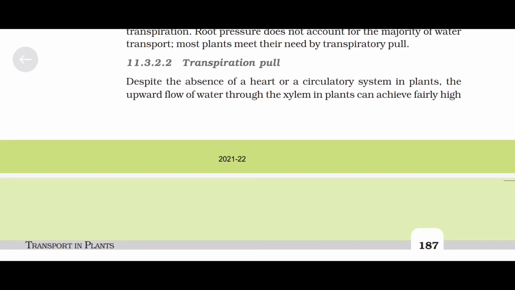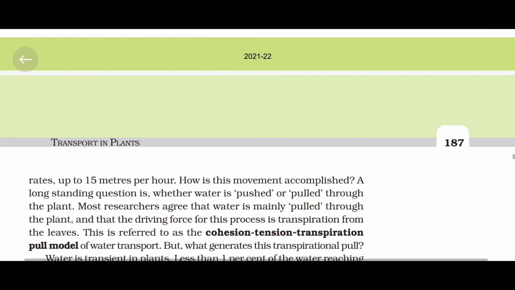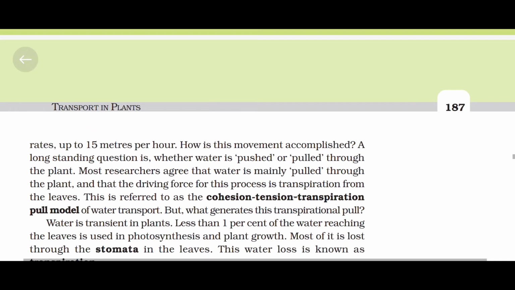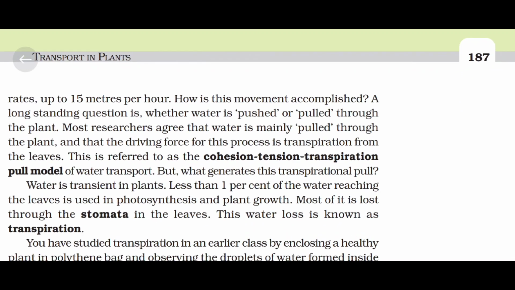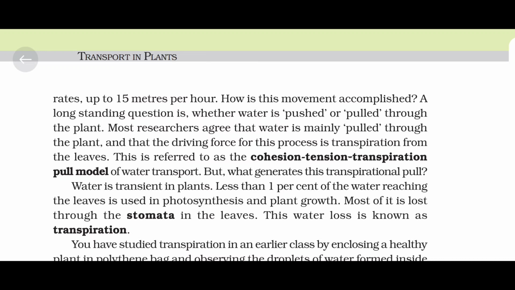Transpiration pull. Despite the absence of a heart or a circulatory system in plants, the upward flow of water through the xylem in plants can achieve fairly high rates, up to 15 meters per hour. How is this movement accomplished? A long-standing question is whether water is pushed or pulled through the plant. Most researchers agree that water is mainly pulled through the plant and that the driving force for this process is transpiration from the leaves. This is referred to as the cohesion-tension transpiration pull model of water transport.